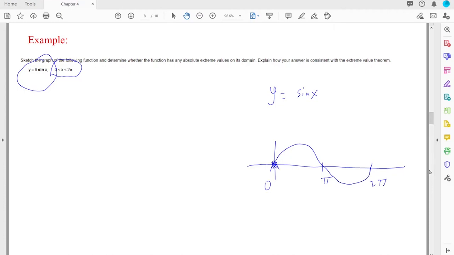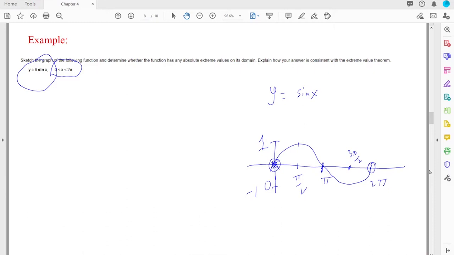At 0 it's 0, at pi over 2 it's 1, at pi it's 0, at 3 pi over 2 it's -1, and at 2 pi it's 0. So this is the graph of sine x. Here we're looking for the graph of 6 times sine x, so whatever value of y you see here, you just have to multiply by 6. But one more thing: the domain does not include 0 and 2 pi, so we cannot include these endpoints. So there should be an open circle here. For the rest of the values, you just multiply the y coordinate by 6.